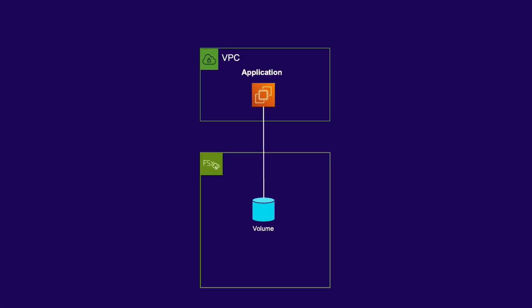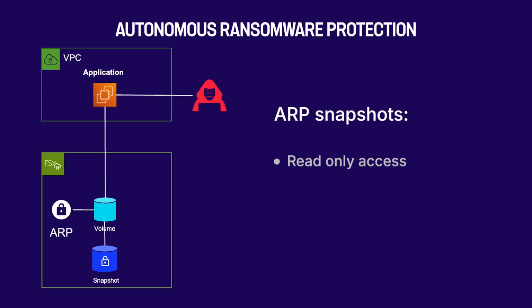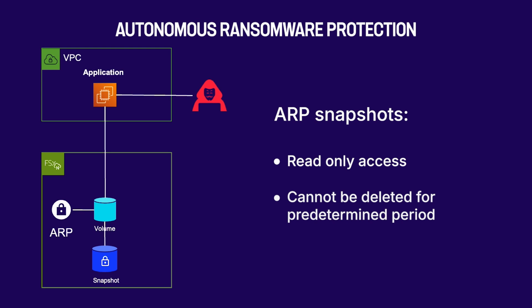Amazon FSx for NetApp ONTAP offers a feature called Autonomous Ransomware Protection, or ARP, which analyzes your data proactively for suspicious behavior, such as file encryption or deletion. When such behavior is detected, ARP automatically creates local copies of your data called snapshots and makes them immutable. This means they have read-only access and cannot be deleted for a predetermined period.